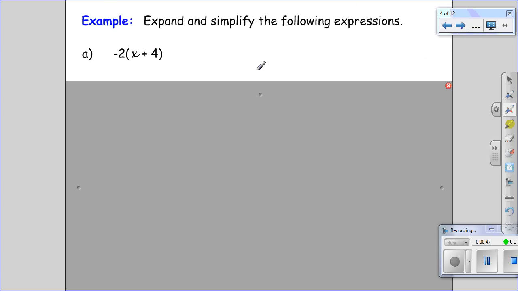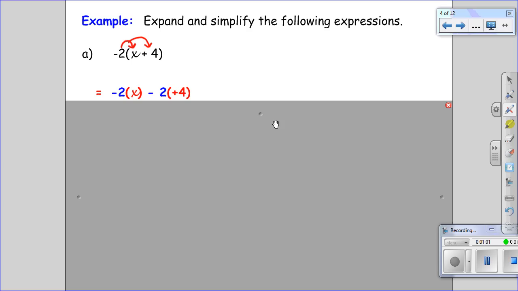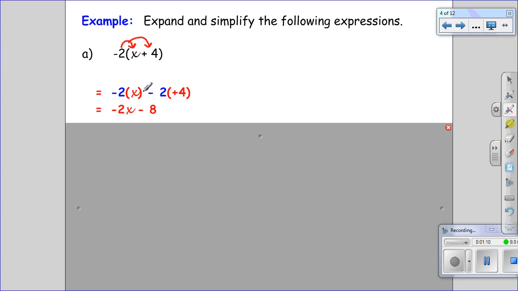So to expand and simplify the following expressions, I have negative 2 times all of x plus 4. So the negative 2 gets multiplied with the x and also with the positive 4. Now, I can rewrite it that way. So I can see the negative 2 times x, subtract 2 times positive 4. Or I could have gone immediately to the answer of negative 2x, subtract 8. Okay, remembering that a negative times a positive is always a negative.